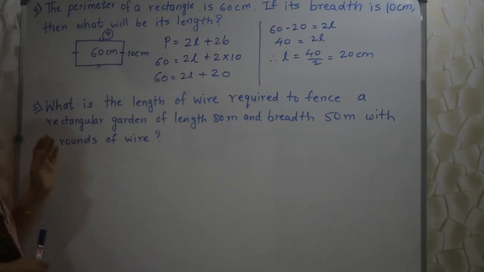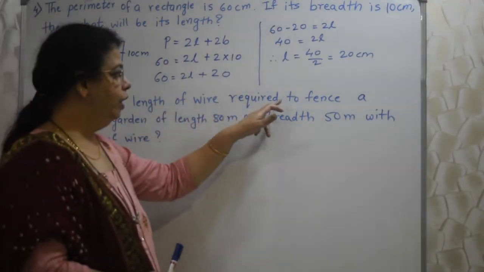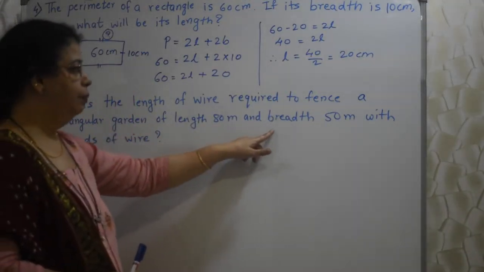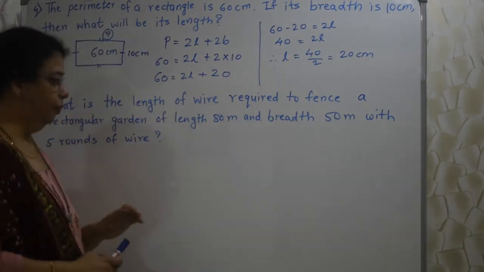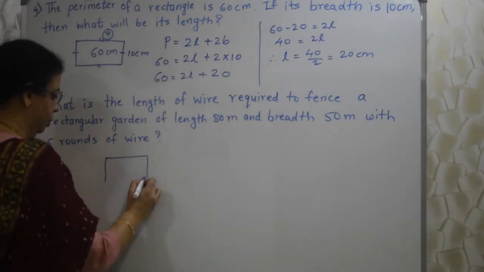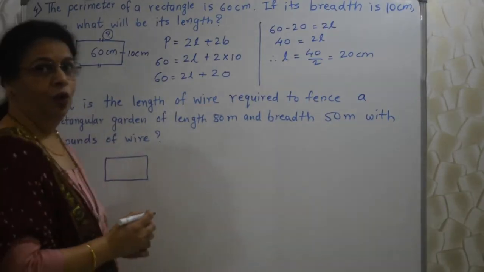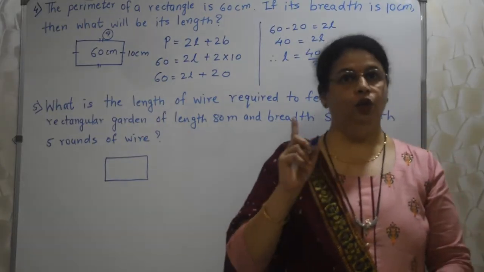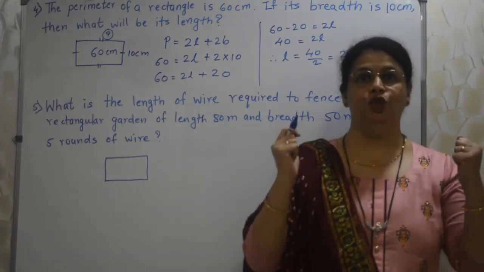Now let's begin with the next sum. What is the length of wire required to fence a rectangular garden of length 80 meter and breadth 50 meter with 5 rounds of wire? See, there is a rectangular garden, right? Now the owner of this garden wants to fence this particular garden, not 1 time, 5 times. He wants to make it strong, okay?